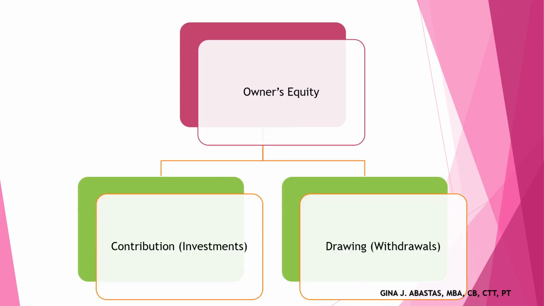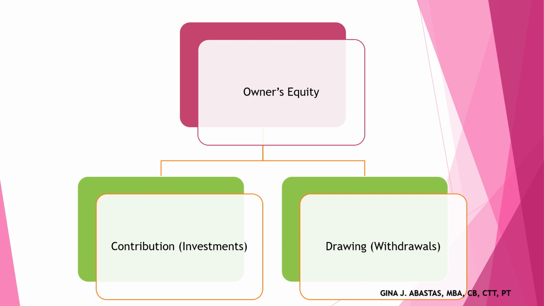The third one, we have owner's equity. So this defines how much your business is currently worth. So how much is the worth of your business? So owner's equity or capital, this is an account bearing the name of the owner representing the original and additional investment of the owner of the business. So it is increased by the amount of net income earned during the year and decreased by the cash or other assets withdrawn by the owner as well as the net loss incurred during the year.